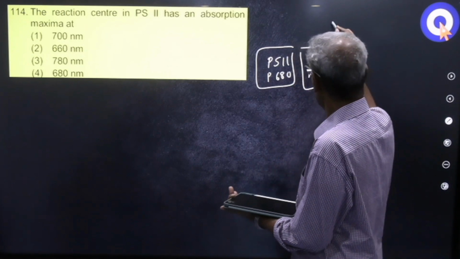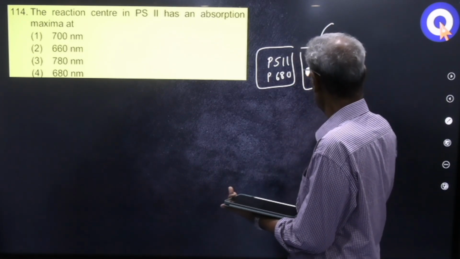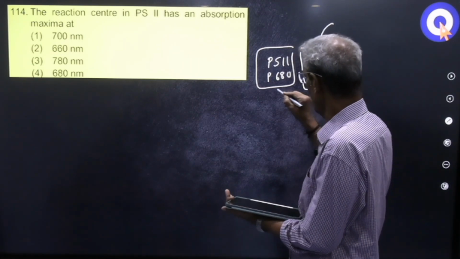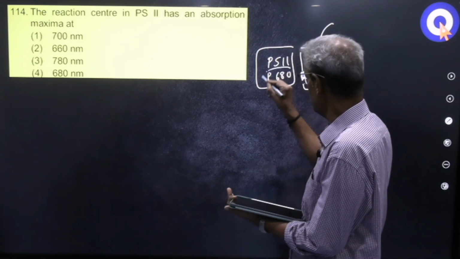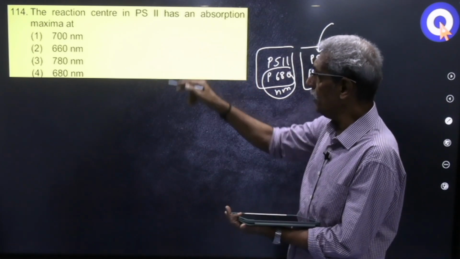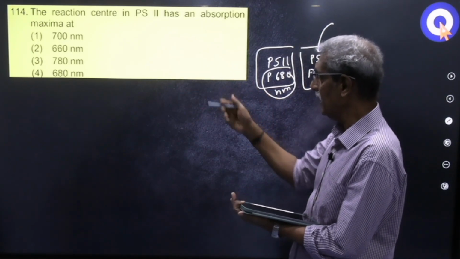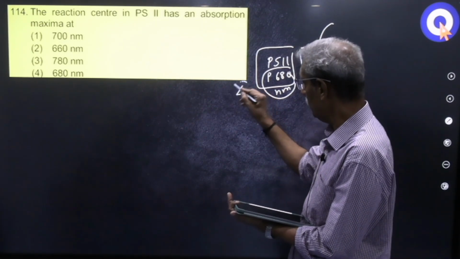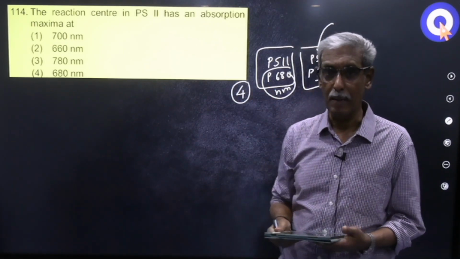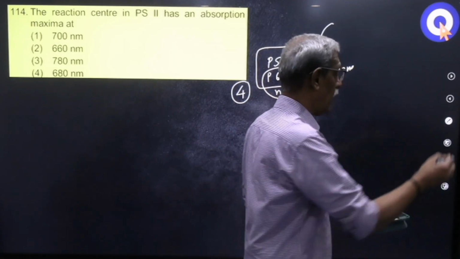PS1 is called PS1 because it was discovered first, with the higher nanometers of light. The lower nanometer of light is what is called P680. So this is a direct question again with relation to primary photosystems and how they are designated in light reactions.